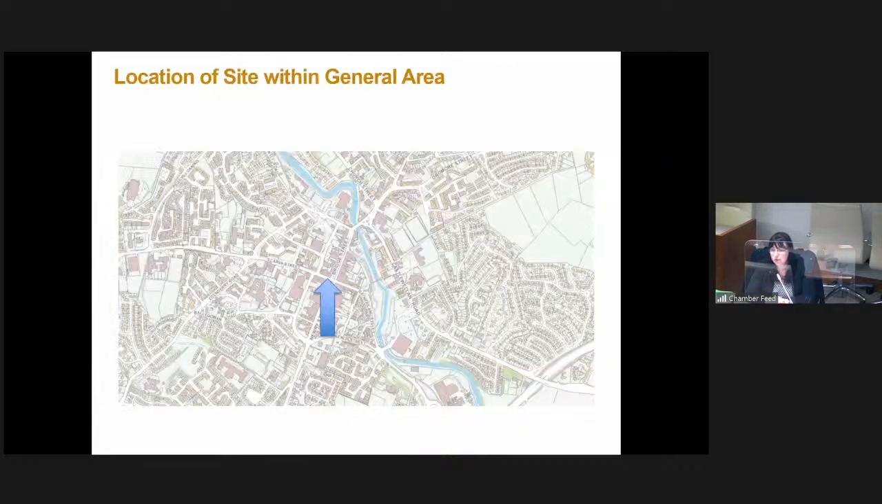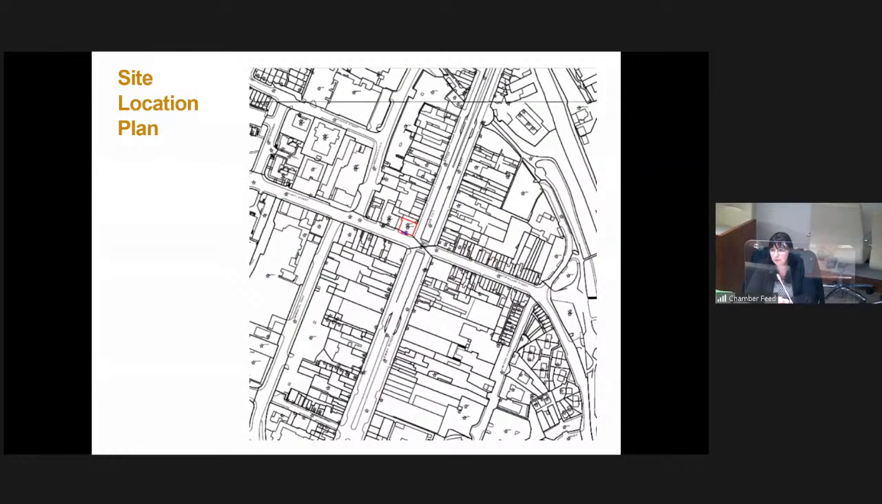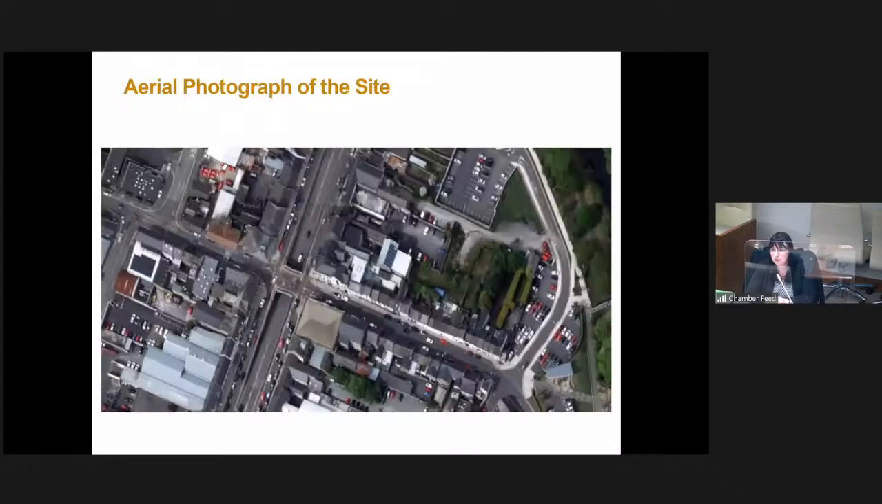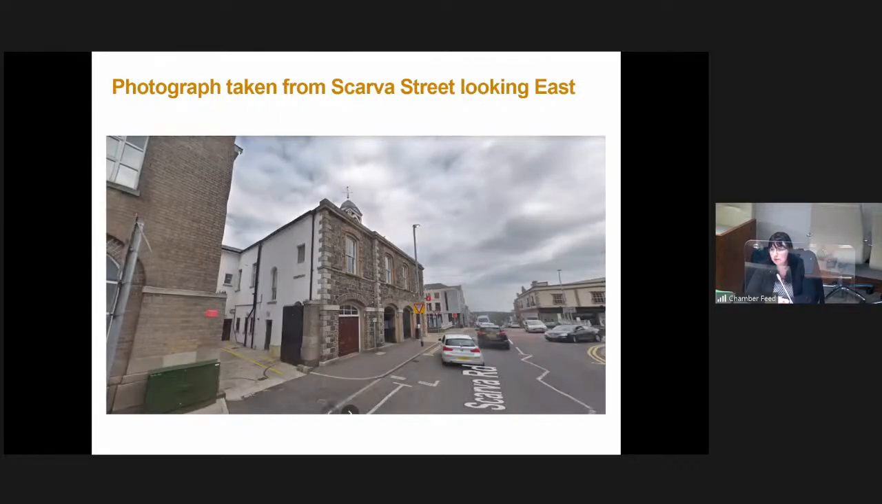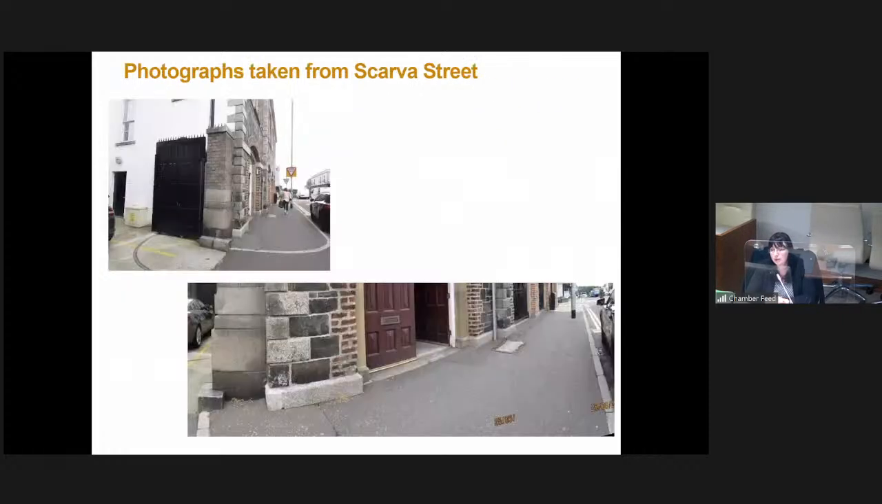Next slide then takes us to the Old Town Hall, which is in the centre of Banbridge. Next slide, please. That's our site location plan. Next slide. Our aerial photograph. So that's the photograph taken from the Downshire Bridge. Next slide. And that's taken from Scarva Street. So the works are to take place on Scarva Street. Next slide, please. So these are taken from Scarva Street.